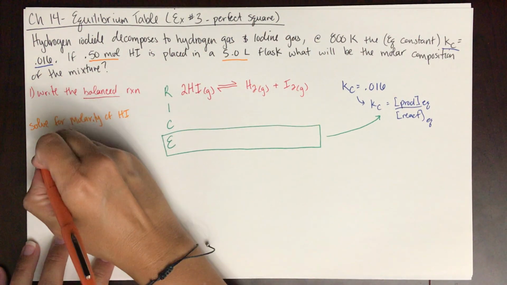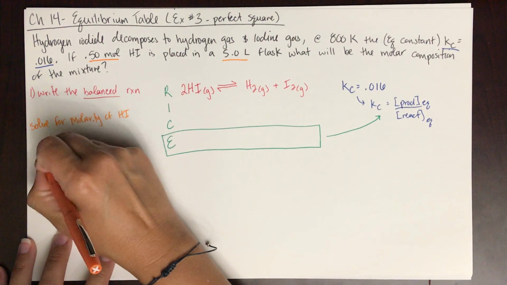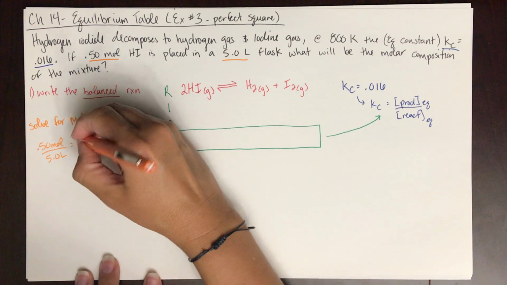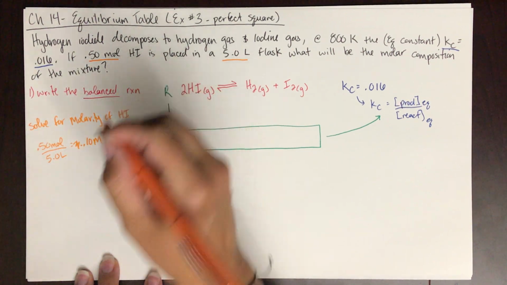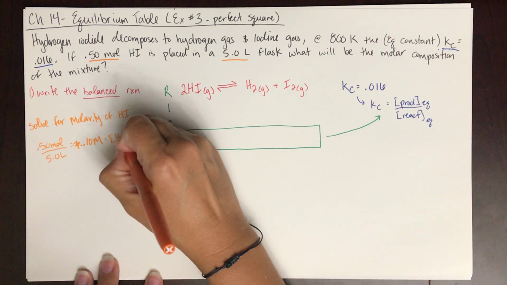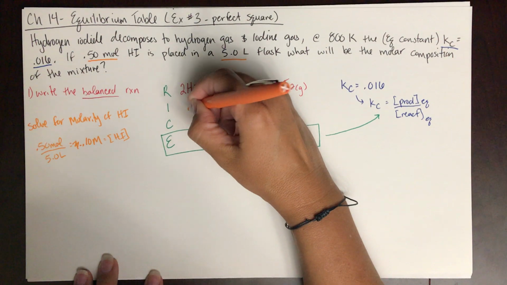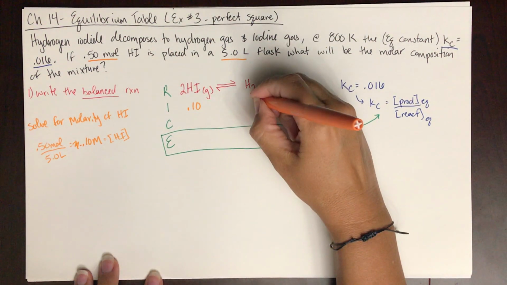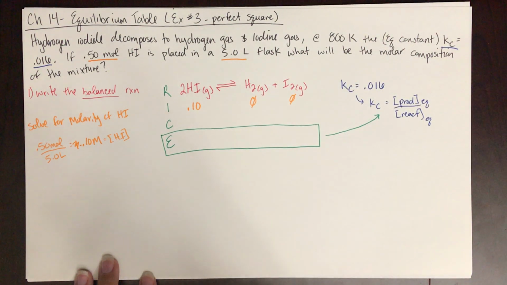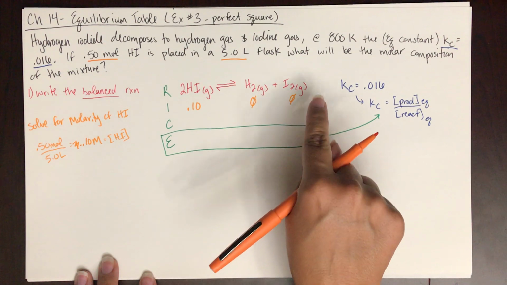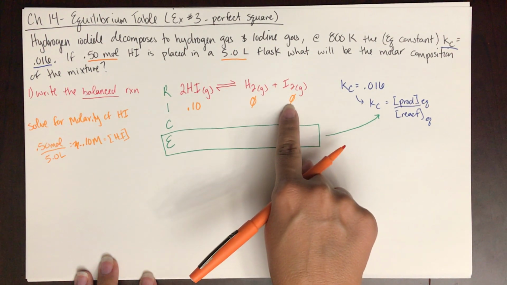So moles per liter, 0.50 moles in 5.0 liters means that I have a molarity of 0.10 molar. That's the concentration of hydrogen iodide. That's what goes right here. The initial concentration of hydrogen iodide, the amount that we start with, is 0.10 molar. We're not starting with any products. When you start a chemical reaction, you're not starting with any initial amount of products. Unless it's a weird situation where they tell you what the initial concentration of the products are, you can always assume that the initial concentration of the products is 0.